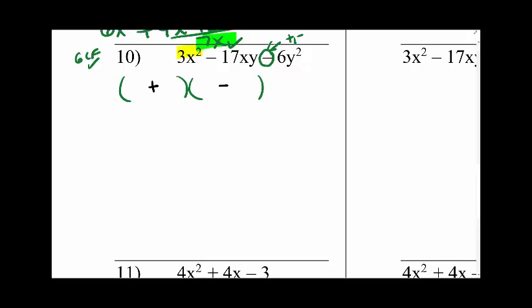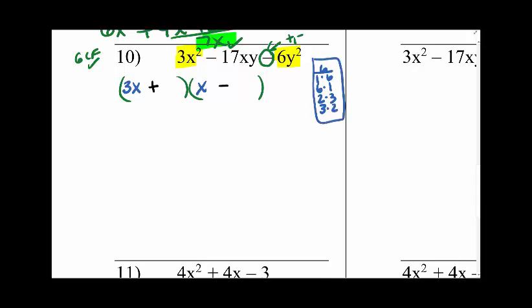So we're now going to look at what we're designing it to match. We're designing it to match the 3x squared and the 6y squared. We ask ourselves, are either one of those prime? The 3x and the x are prime because 3 times 1 is my only choice. So I'm going to write over here my numbers for my 6. 1 times 6, 6 times 1, 2 times 3, 3 times 2.